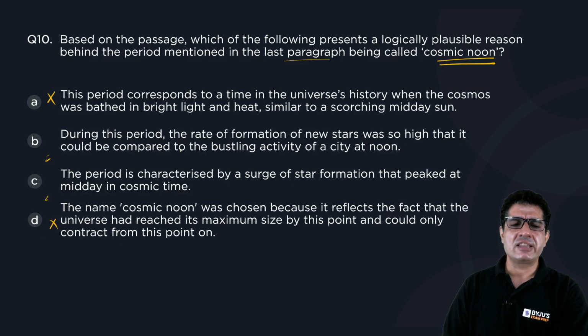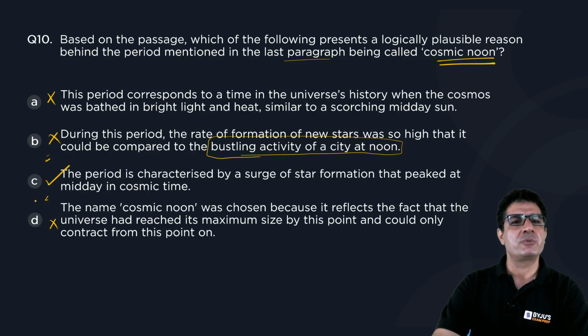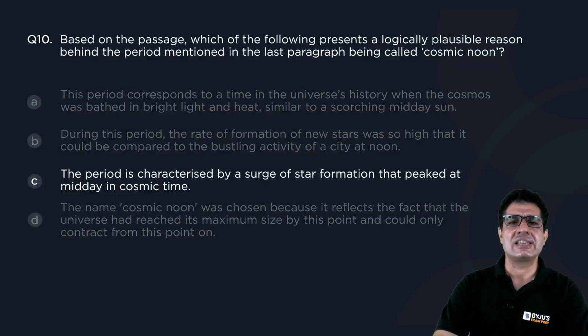So very clearly the passage calls it cosmic noon because, just to quote it once again, there was a surge of star formation throughout the cosmos. So when B says bustling activity of a city at noon, this analogy is not getting justified by the passage, and therefore B can be ruled out and we can zero in on option C. So question number 10, our answer is C.